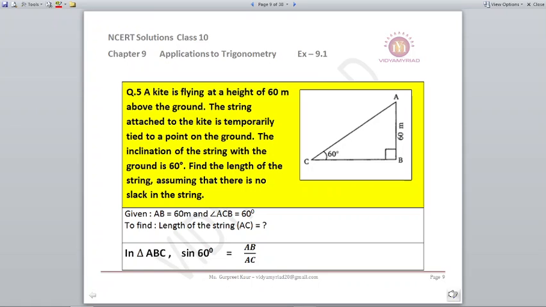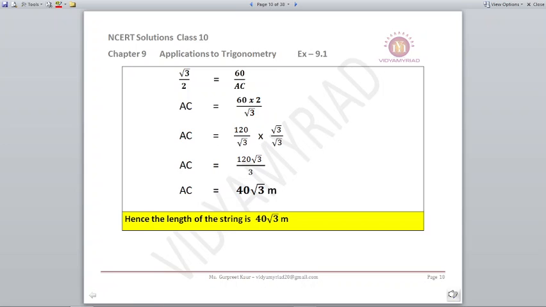What do we have to find out? We have to find out AC. We have the perpendicular with us. We have to find out the hypotenuse. Simply we can use sine because we know sine is perpendicular upon hypotenuse and the angle given to us is 60 degrees. So sine 60 degrees is equal to AB upon AC and the value of AB is given to us, that is 60, and the sine value is root 3 upon 2. On solving, rationalizing and reducing, you get AC, that is the length of the string, as 40 root 3 meters.